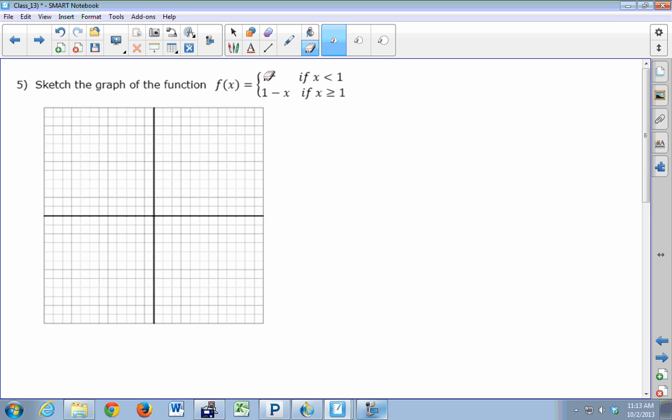A quadratic. What does x squared look like? Parabola, right? So are you going to be the whole parabola? No, you're only going to be a piece of it, right? Because the whole parabola goes over what domain?